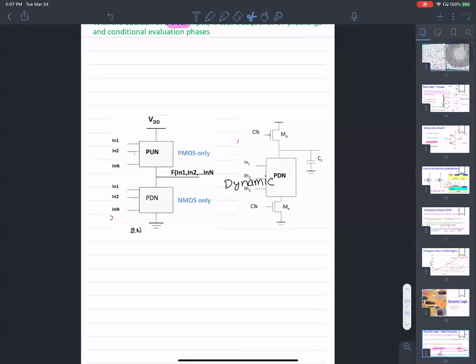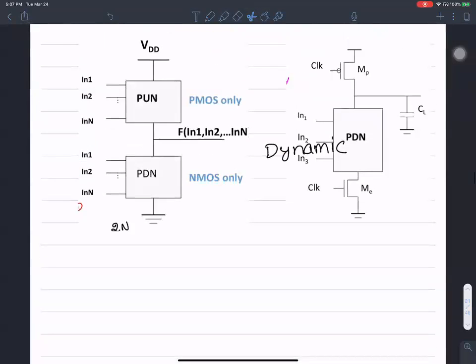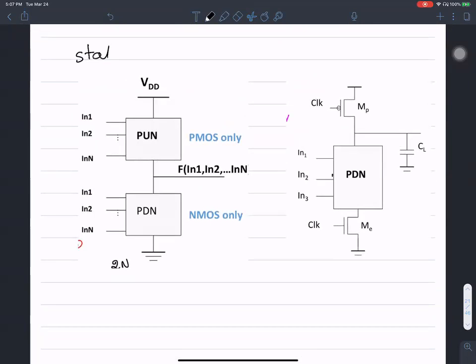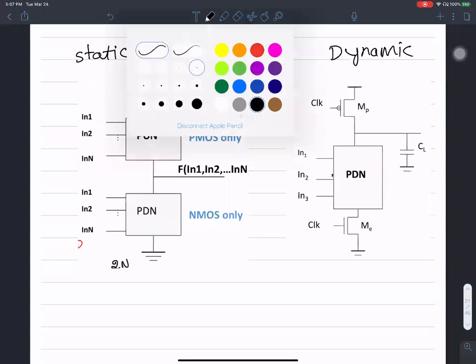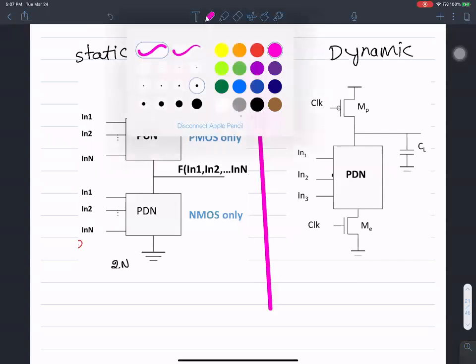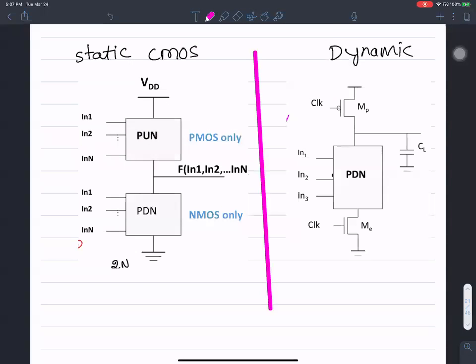Okay, let's put the dynamic logic gate and the static CMOS logic gate right next to each other and compare them. This is static CMOS. This is dynamic. We'll quickly compare them to see similarities and differences. Now, if you see, the pull down network is exactly the same in CMOS logic and dynamic logic gates.